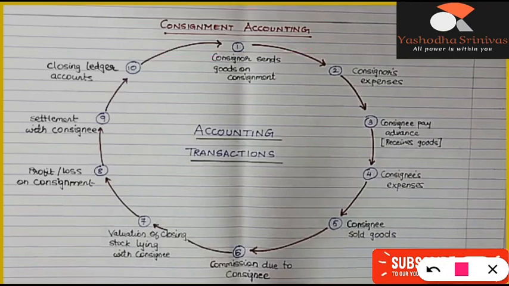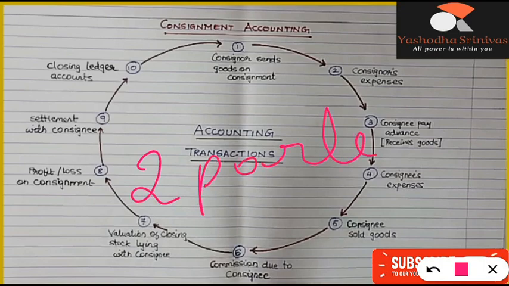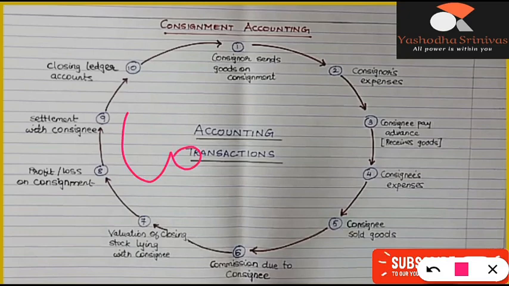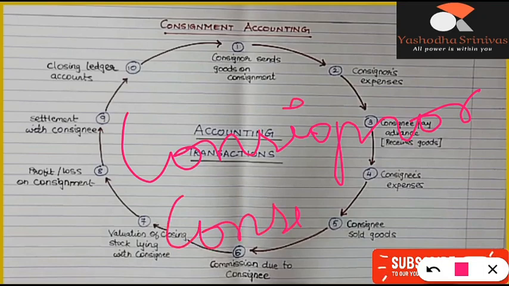There are two parties in the consignment. One being the consignor, and second one being the consignee. Both these persons are very important while you study. These people are just exchanging the goods for sale, for selling it to a third party. Okay, so that is what is the difference.